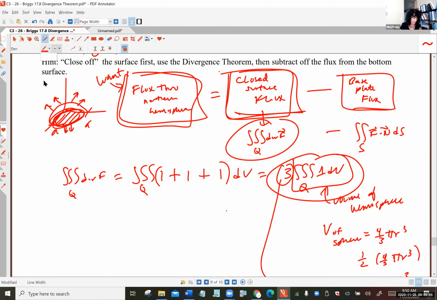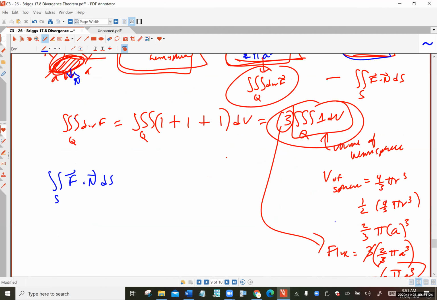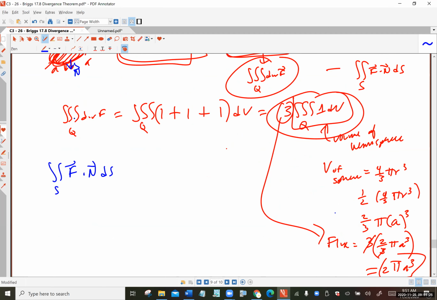Okay, fine. Now what? We're going to subtract off the base plate flux. Well, what the heck is the base plate flux? Since we're going to do one of these, we're going to take a dot product. What is an obvious unit normal vector that is orthogonal to that flat surface? 0, 0, -1. Yeah, we did something like this today. Exactly right. So that's going to be your n.